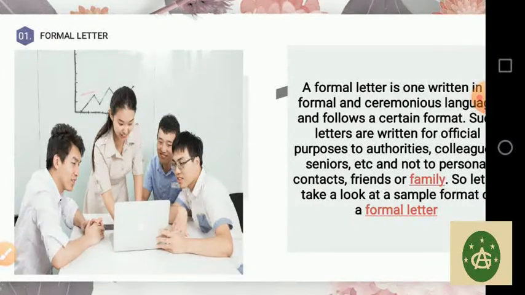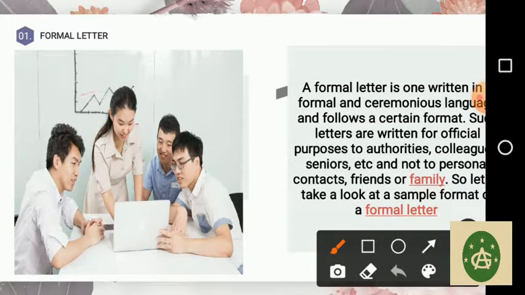Formal letter. A formal letter is one written in formal and ceremonious language. This means we are going to use very formal, very courteous language, and a certain format will definitely be followed. You cannot just put the pen on the paper and start writing whatever comes to your mind. You cannot do that in a formal letter.